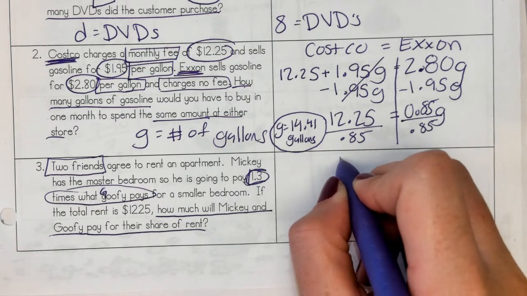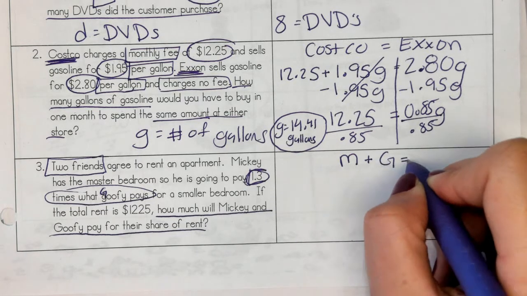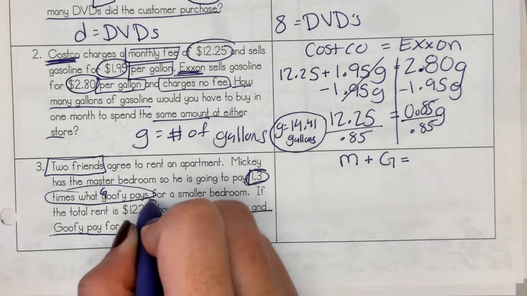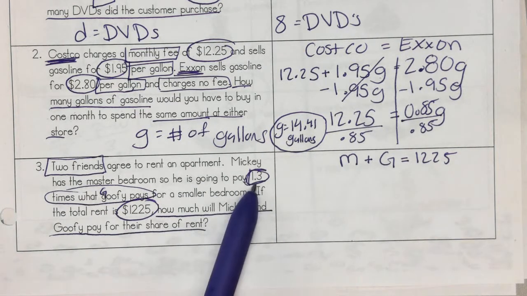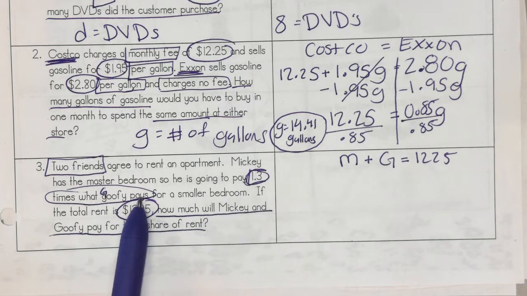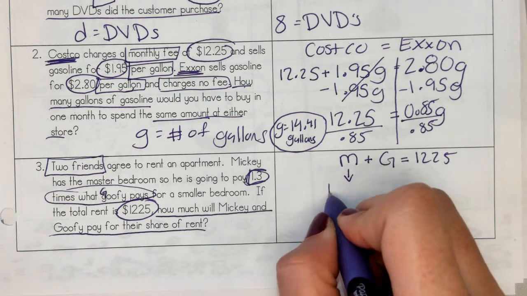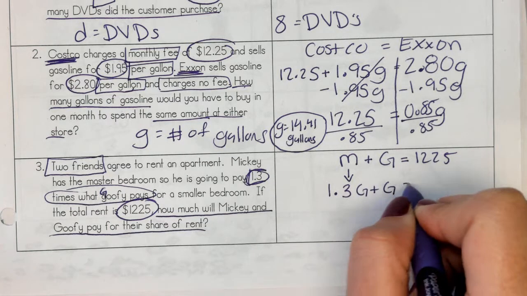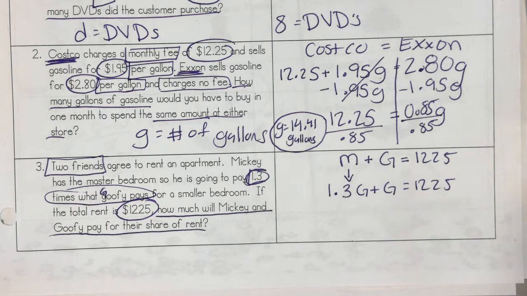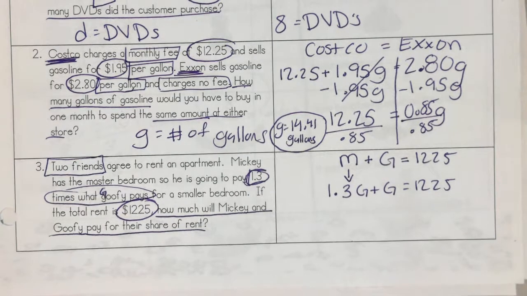So, whatever Mickey pays plus whatever Goofy pays equals what? The rent. And what's the rent? $12.25. Okay. And what is Mickey paying? So Mickey's share of the rent will be 1.3 times what? G. So Mickey's share plus Goofy's share equals $12.25. Now, what is 1.3G plus G?